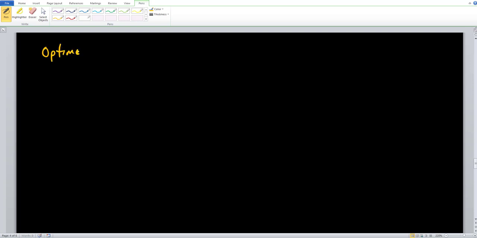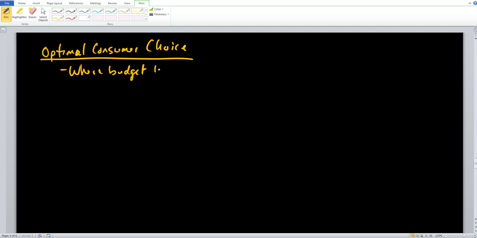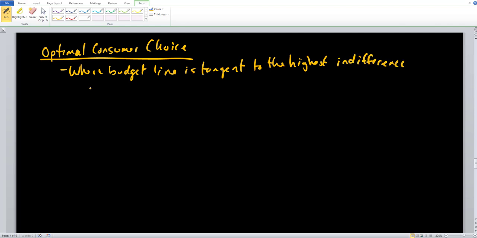The optimal consumption choice, or consumer choice, is going to be exactly where the budget line is tangent to the highest indifference curve. So here, tangent. So the keyword that you're going to hit on right here is tangent.